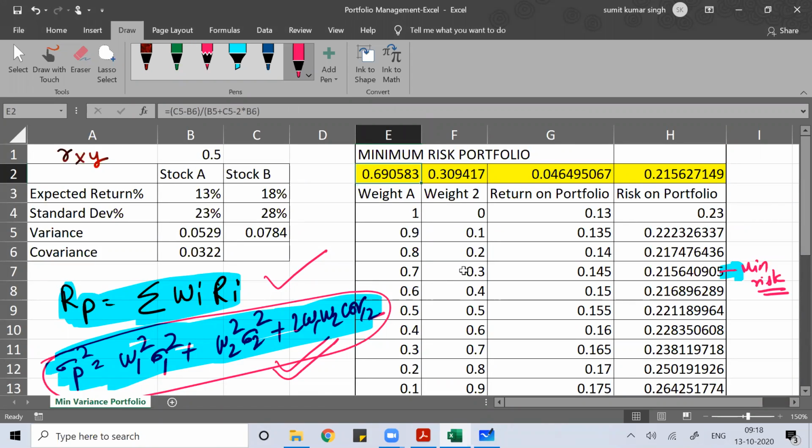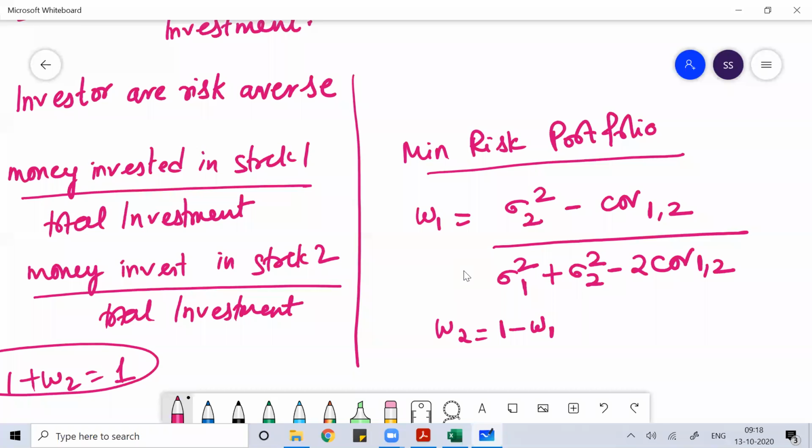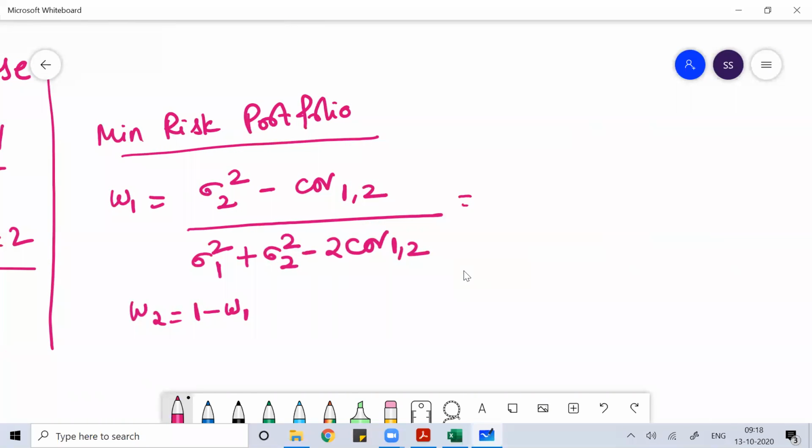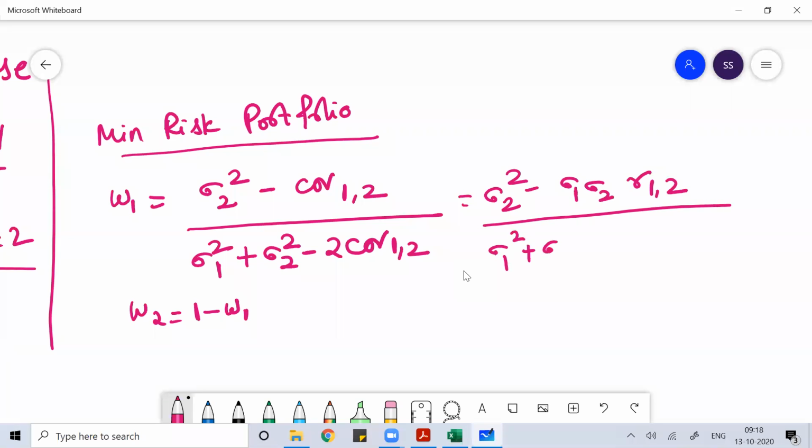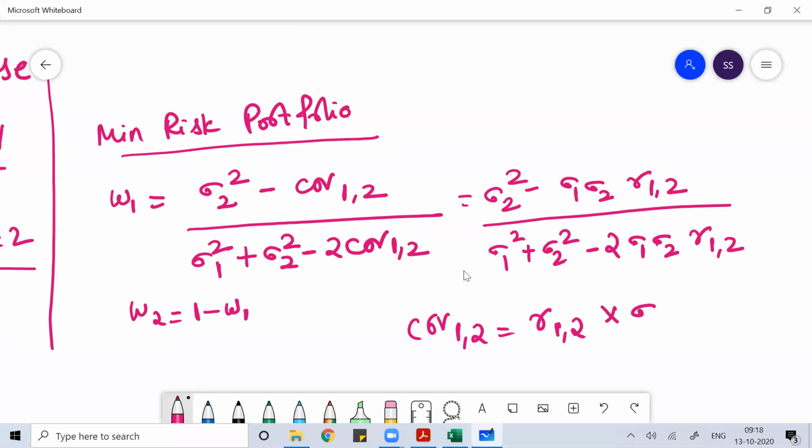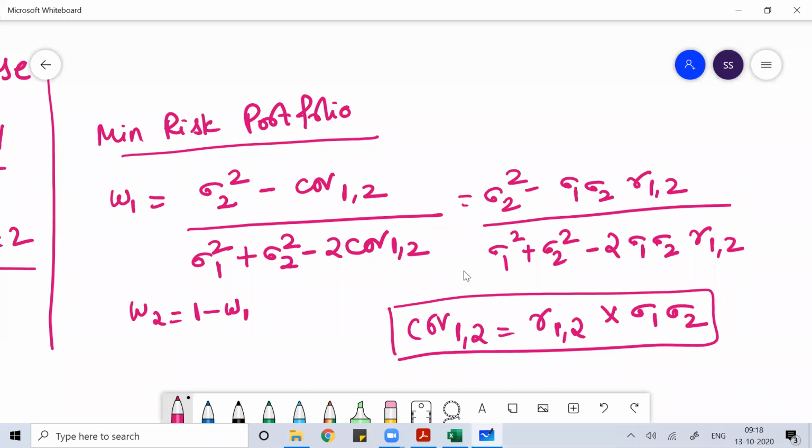In some books, if you notice, they will write the same formula for covariance like this: variance of 2 minus standard deviation of 1 into standard deviation of 2 into the coefficient of correlation between 1 and 2, divided by variance of 1 plus variance of 2 minus 2 times standard deviation of 1 into standard deviation of 2 into r of 1 and 2. I hope you will not get confused. I hope you remember that the covariance between 1 and 2 is the coefficient of correlation between 1 and 2 into standard deviation of 1 into standard deviation of 2. You know this formula very well, so you will not get confused.